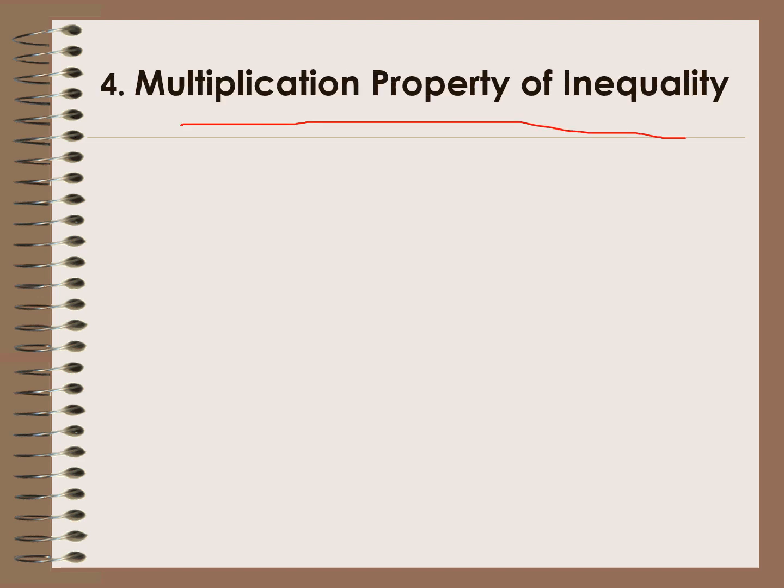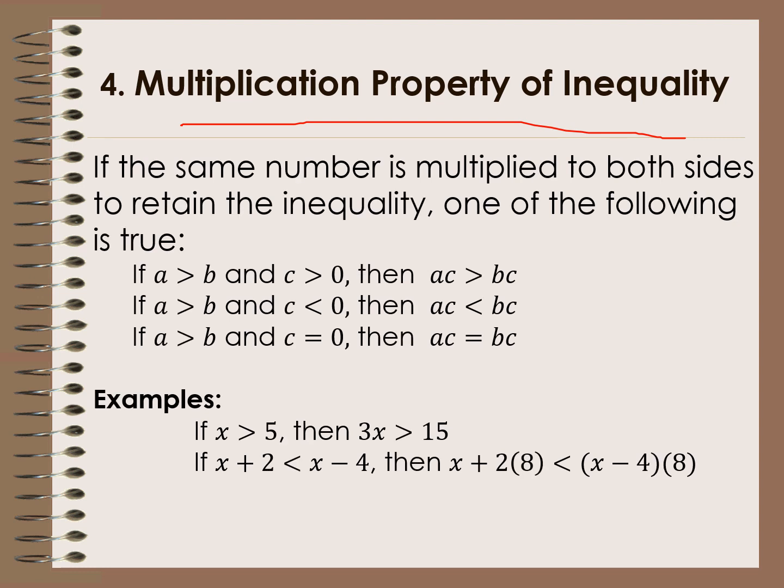Multiplication property of inequality. If the same number is multiplied to both sides, one of the following is true to retain the inequality. So here you just multiply a number to both sides of the inequality. Okay? But there would be a condition. If A is greater than B and C is greater than 0, then AC is greater than BC.